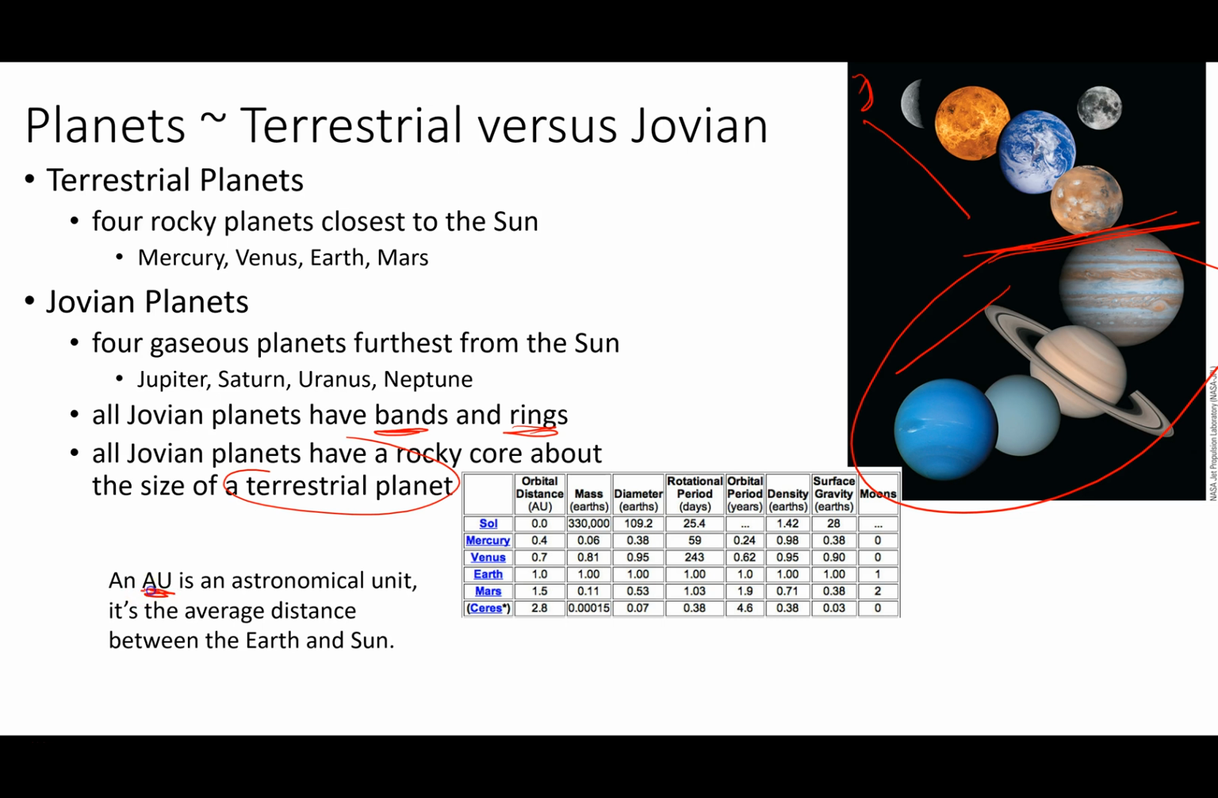AU, capital A, capital U, stands for astronomical unit. And that is the average distance between the Earth and the Sun.